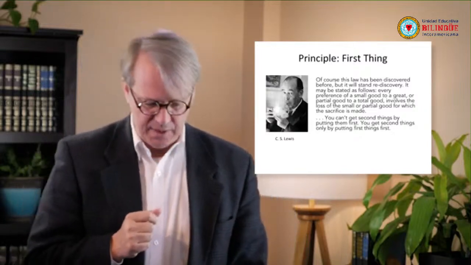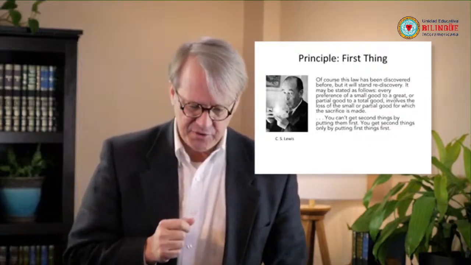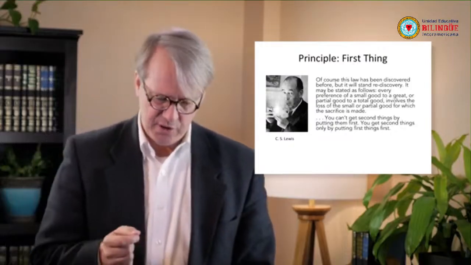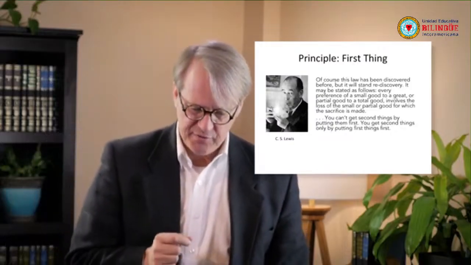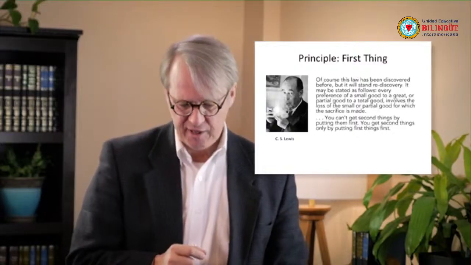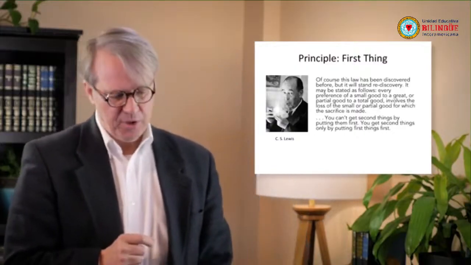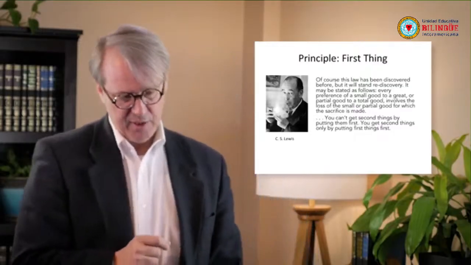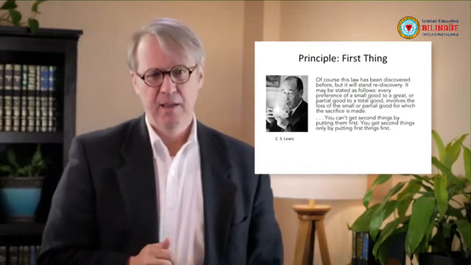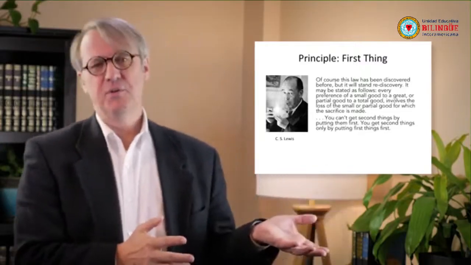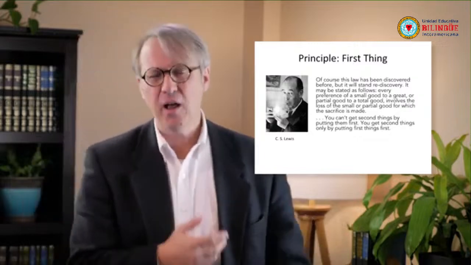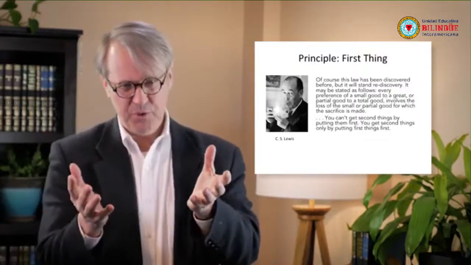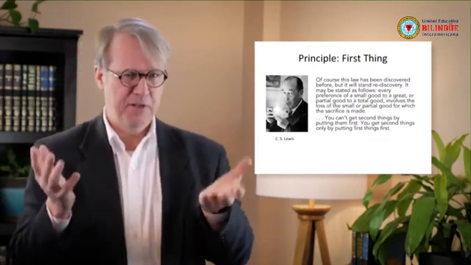it will stand rediscovery. It may be stated as follows: every preference of a small good to a great, or a partial good to a total good, involves the loss of the small or partial good for which the sacrifice is made. You can't get second things by putting them first. You get second things only by putting first things first. If we don't put the first things first, Lewis says, we will lose the second things as well. So sometimes we make the secondary primary. And of course, what Lewis is arguing is that there are some fundamental first things.